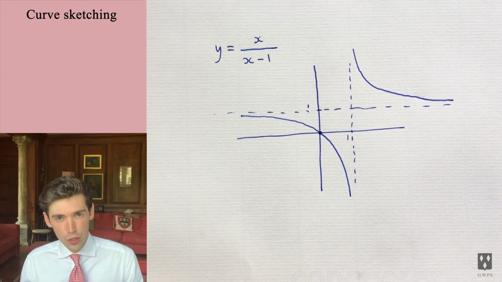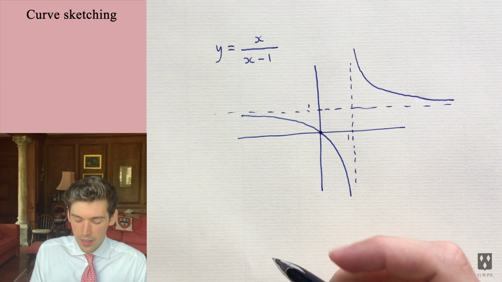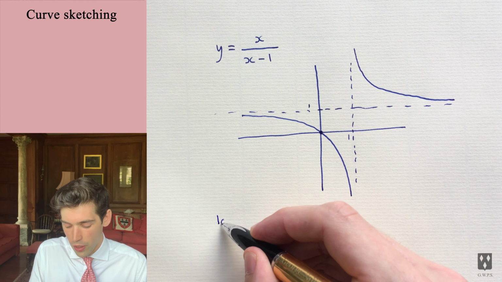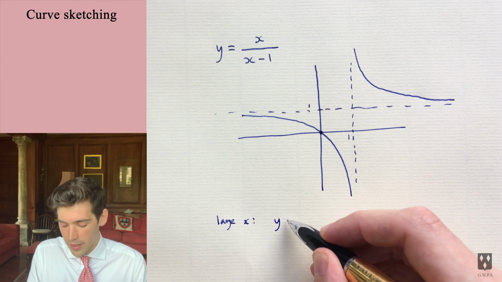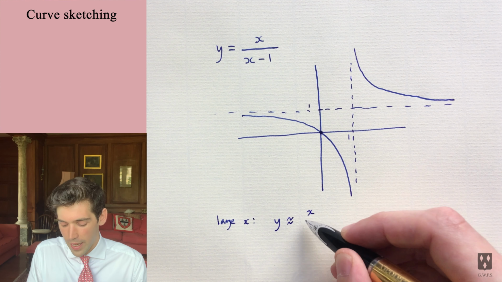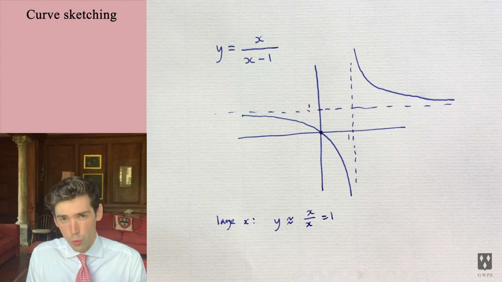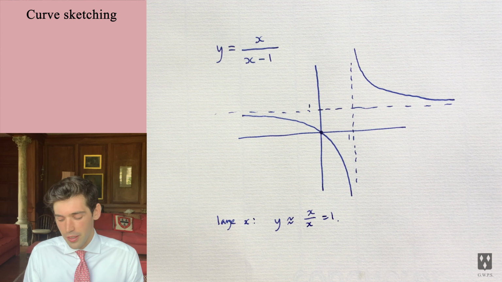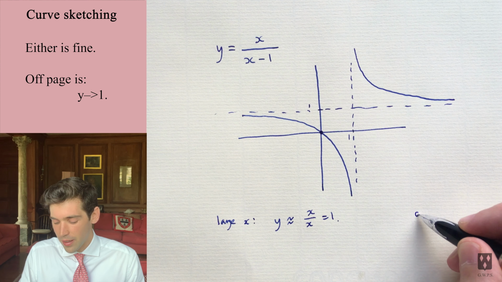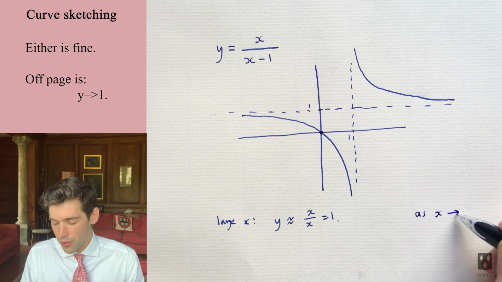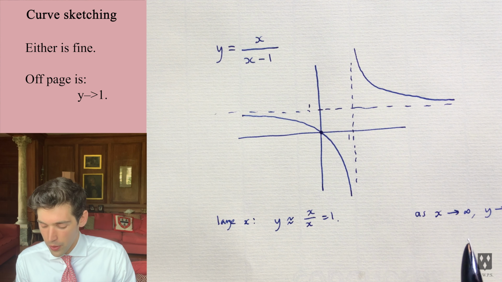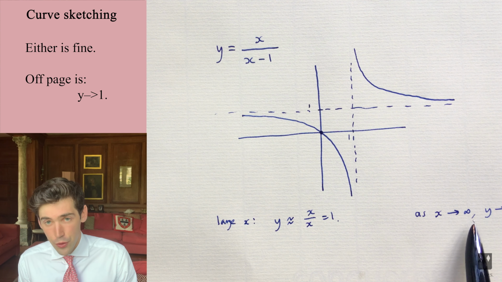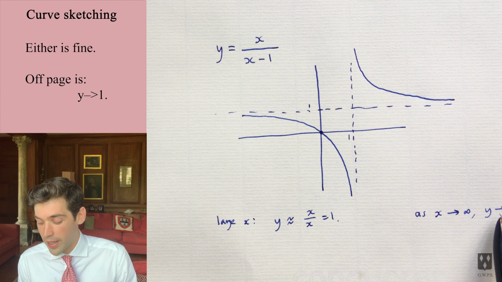And the way we write this down, there are two ways really, you could say. I quite like to say for large x, what we have is y is approximately x over x, which is 1. That's how I would say it. The other way you could say is that as x tends to infinity, y tends to 1. So in this notation here, this arrow means tends to.